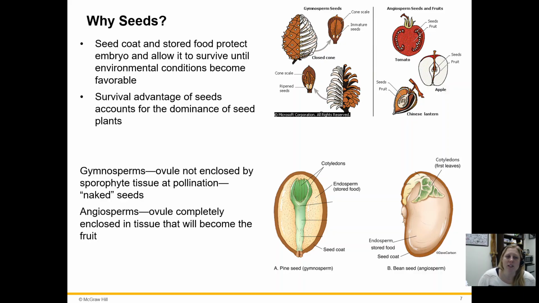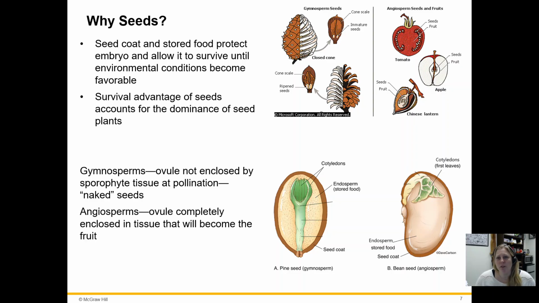The survival of seeds is huge because, again, we can overwinter. Okay, if the seed is produced and it's sitting in an environment and it's not ideal, it's too cold, the sunlight isn't right, there's not enough moisture, that seed can just sit and wait.